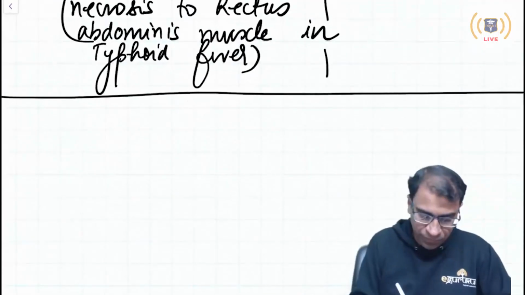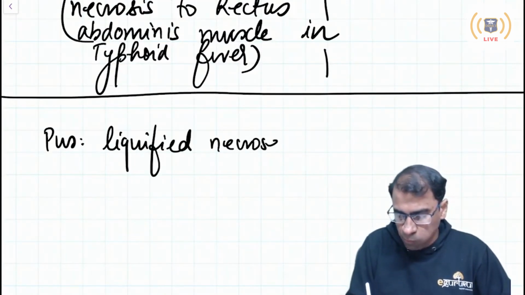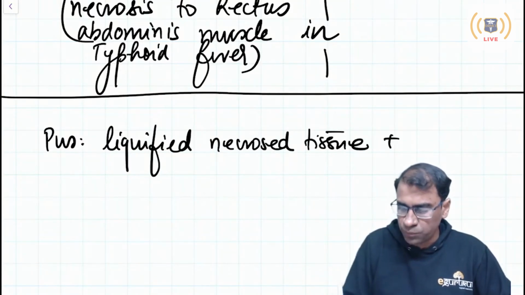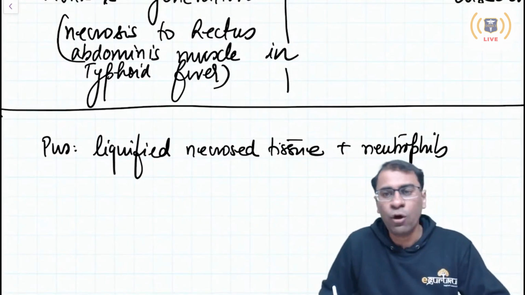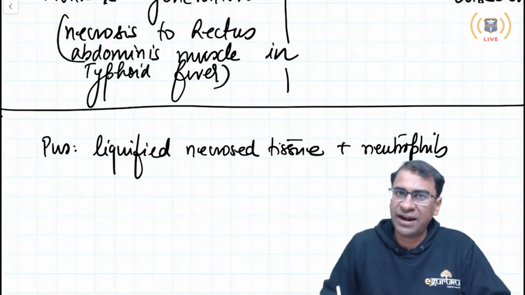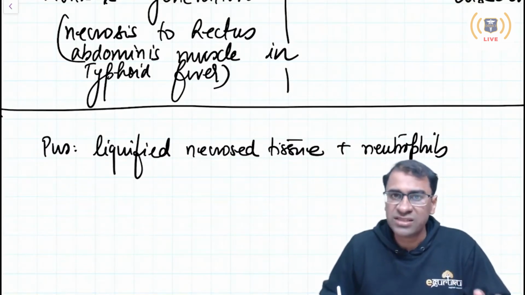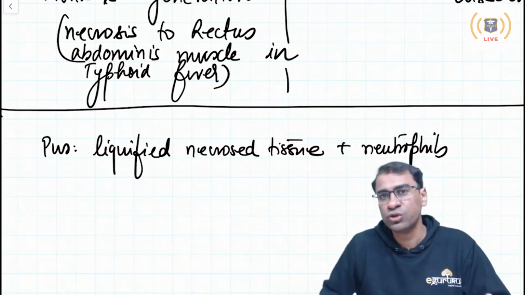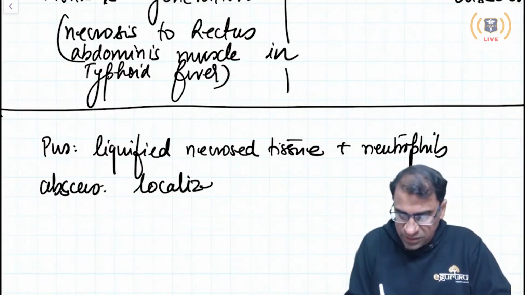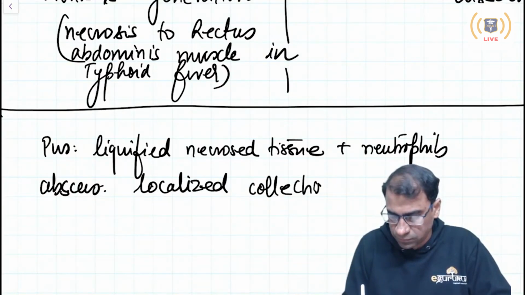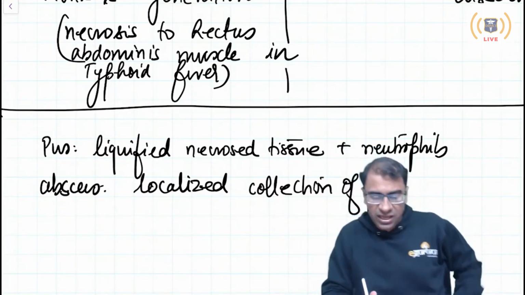What is pus? Pus is liquefied necrosed tissue along with neutrophils. So pus is a finding of liquefactive necrosis. And remember, pus in a localized space is called an abscess. So an organ showing pus will often be called an abscess. What is an abscess? A localized collection of pus is called an abscess.